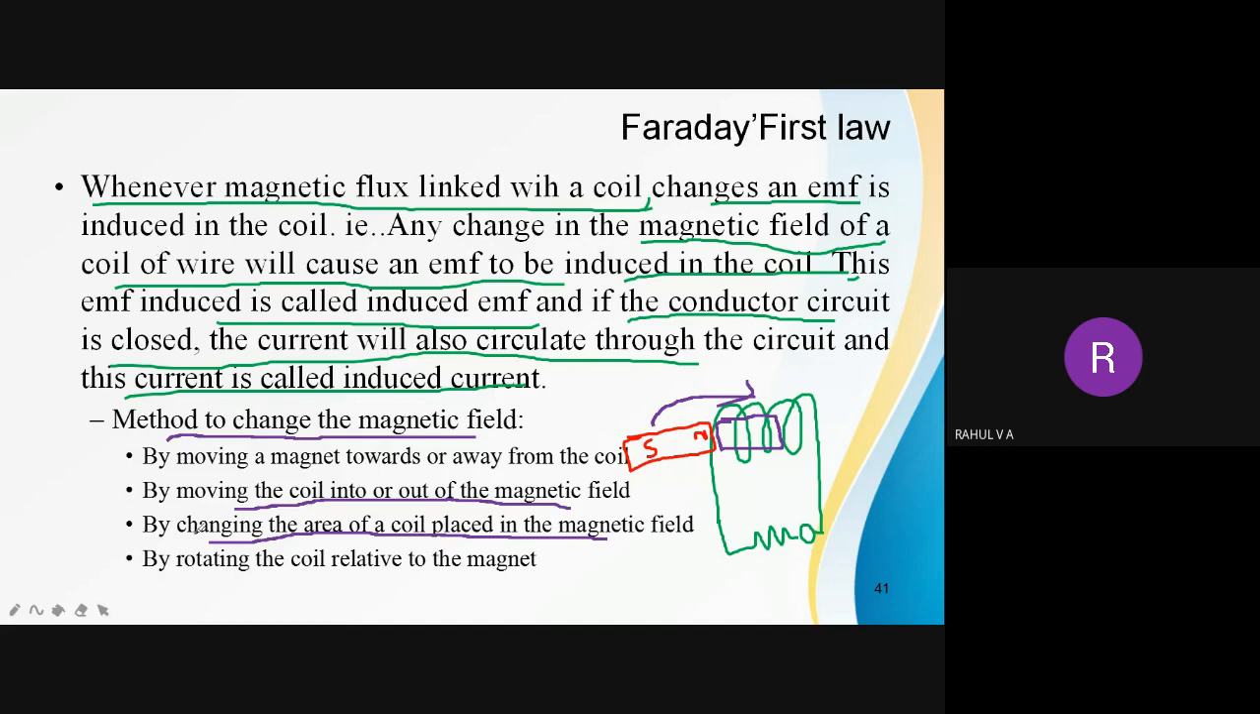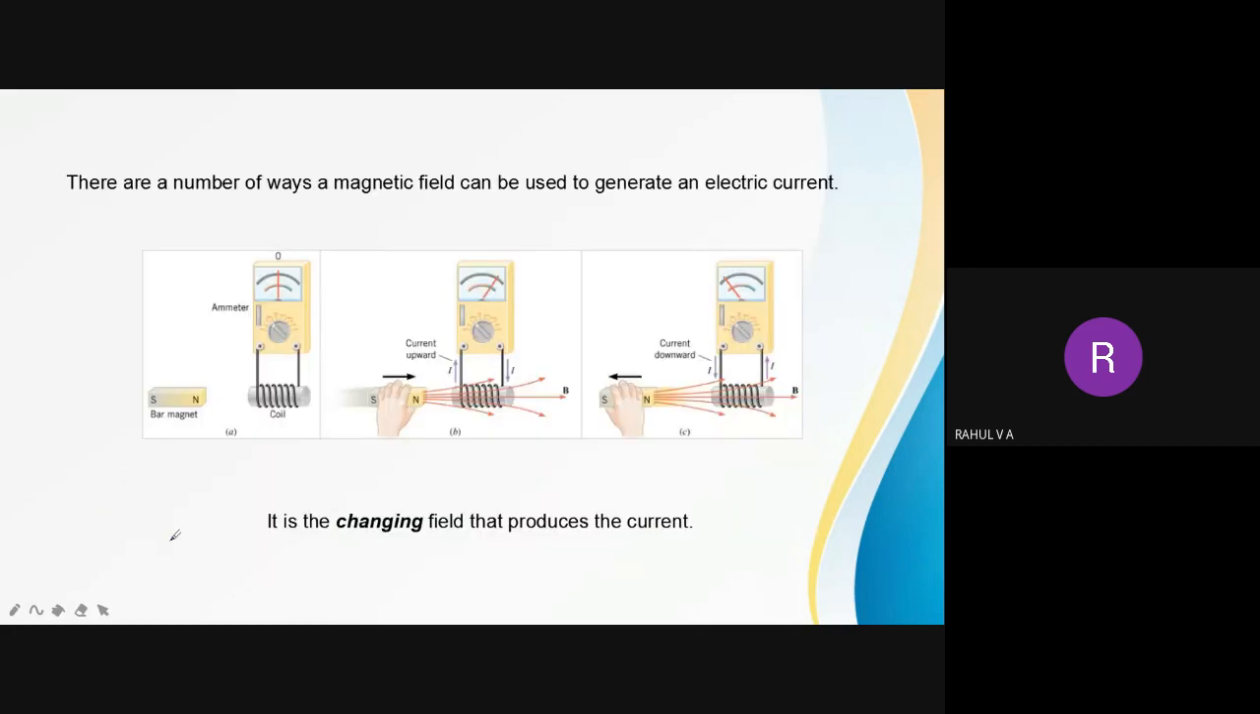Again, by rotating the coil relative to the magnet. So these two sentences are almost the same: by changing the area, or by rotating. I can change the area by rotating the coil. We will see one example.